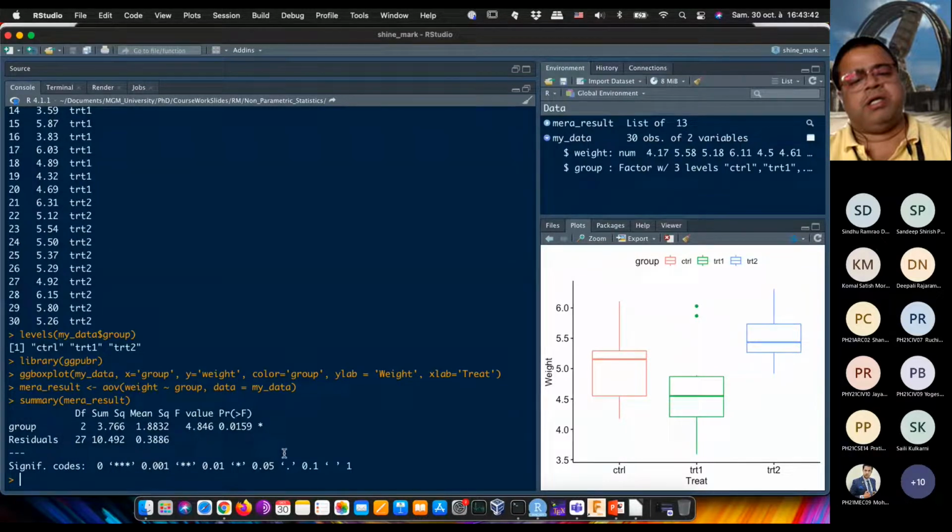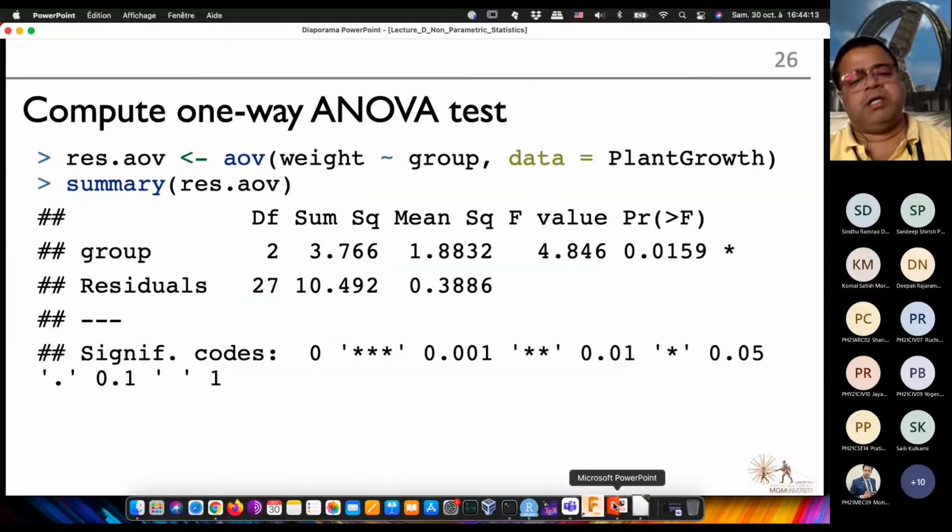There is a significant difference between these three columns. How do I know that? Because the probability, the p-value that I'm getting here is 0.01, whereas the level of significance that we have assumed is 0.05. Therefore, at 95% confidence level or 0.05 at significance level, the treatments are different. That is what I am trying to say here. Okay. Now, let us look at the PowerPoint presentation again. So this is the PowerPoint presentation that I've got.